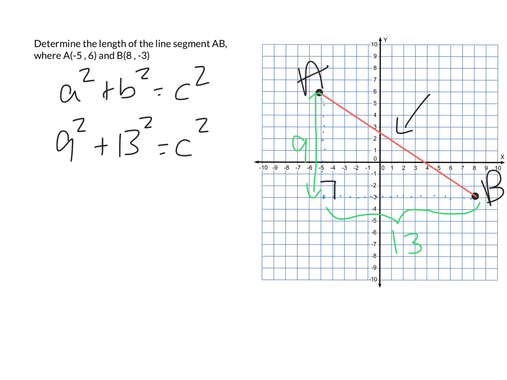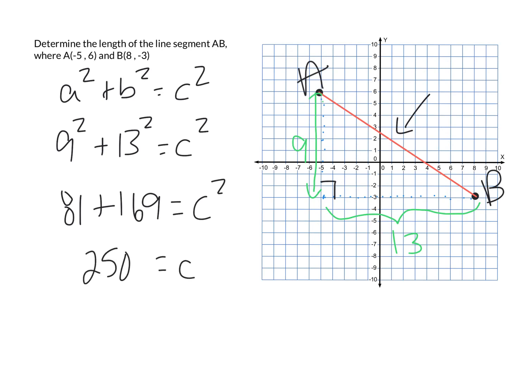So I know 9 times 9 is 81, so 9 squared is 81, and I'm pretty sure I know what 13 squared is, and I think it's 169, but I could be wrong. 13 squared is 169. So 169 plus 81 is 250 when you add them together, and that's what c squared equals.